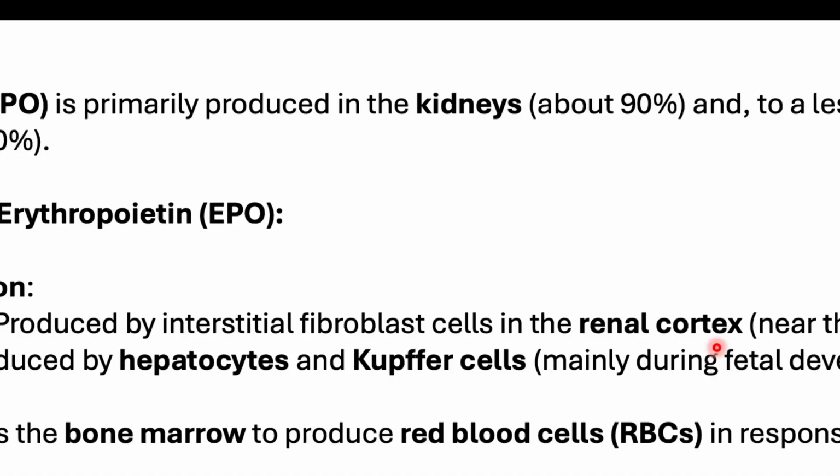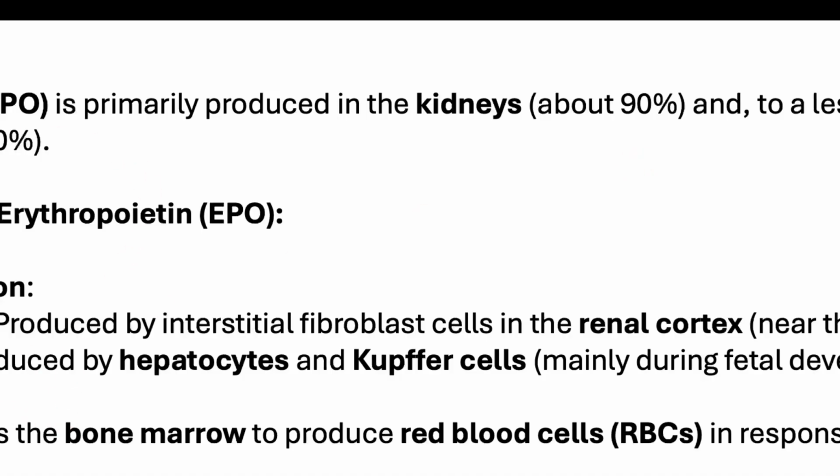So in the kidney, we have the outer layer called the cortex and the inner medulla. In the renal cortex, there are cells called interstitial fibroblast cells which produce this hormone. In the liver, it is produced by hepatocytes and Kupffer cells mainly during fetal development. This is what I was telling you, that in fetal development it is the liver, while in adult life it is the kidneys.